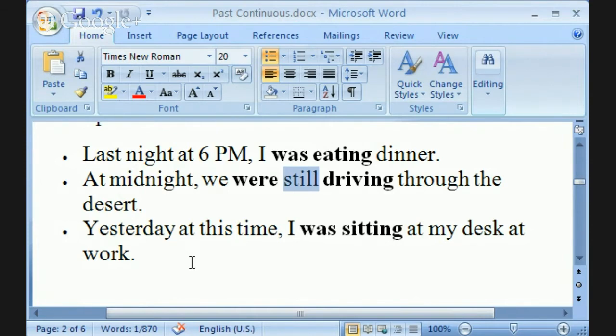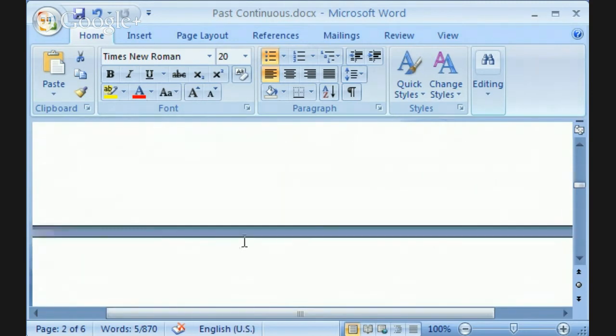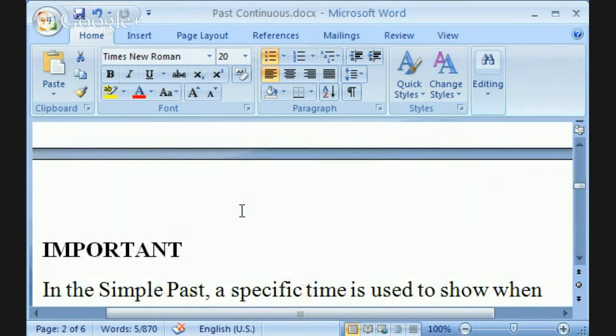Well, this time the interrupting time is a specific time. In these sentences: last night at 6, at midnight, yesterday at this time. The interrupting action. That's basically it. It's pretty straightforward.